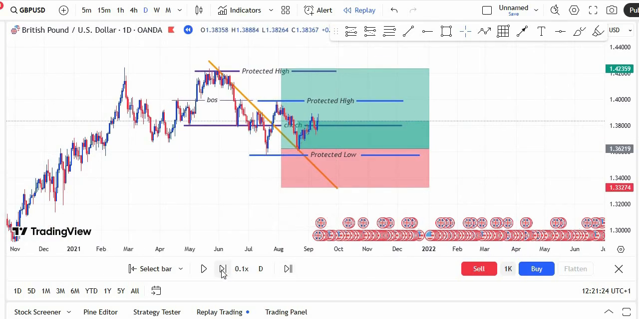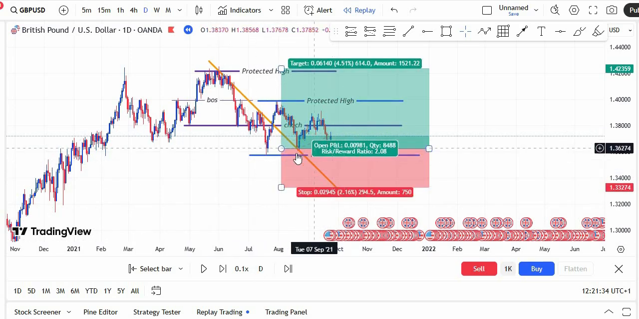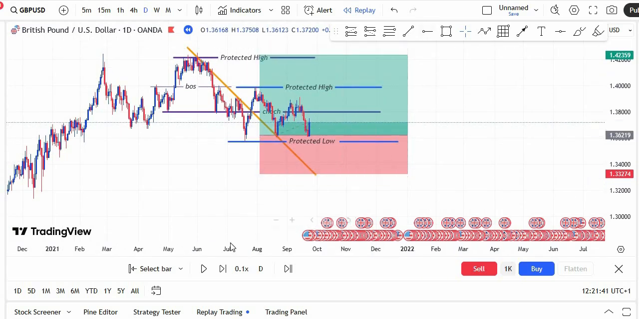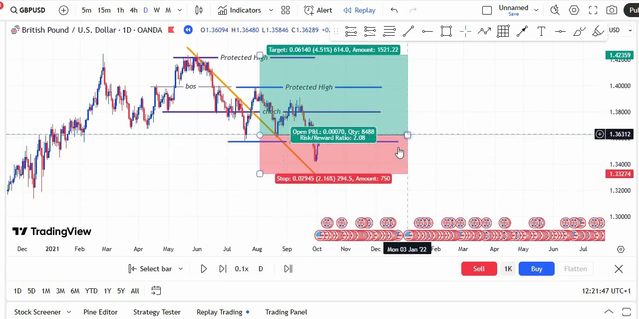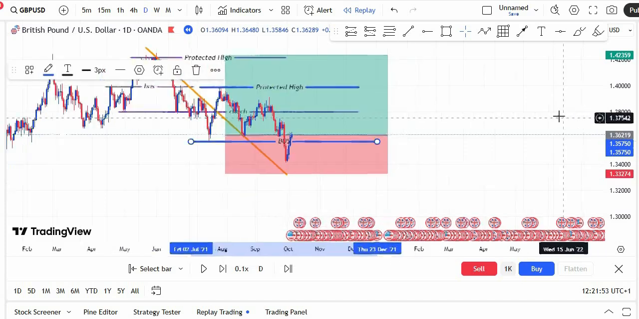So now, as you all can see, let's see what the market does. It's respected what we said. In as much as the market doesn't break the protected high, we still regard all these movements as a correctional movement. So let's see. So now the protected low has changed to a break of structure. BOS, break of structure.